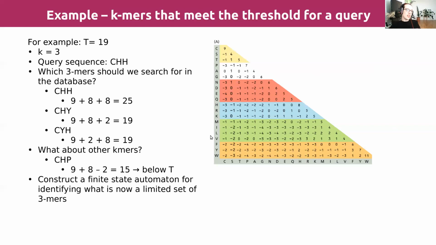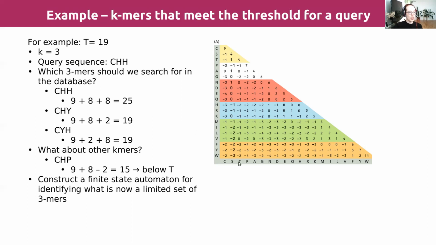In the case of proteins, like an amino acid 3-mer, like this CHH here, we would do the same thing. So we pick a threshold. In this case, it's 19. And we would locate all possible 3-mers that have an alignment score of 19 or better with CHH. So of course, CHH is going to have a perfect score, and 2 other candidates, CHY.